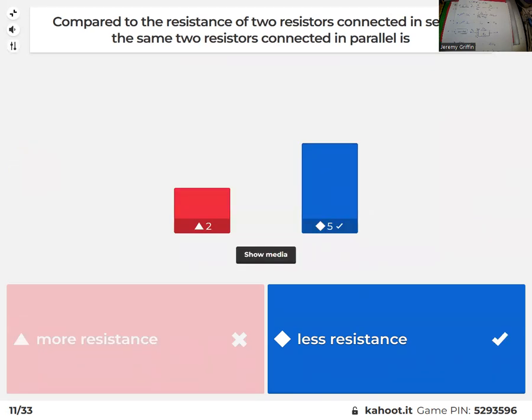Yeah, all right, we just kind of do this, right? So say you have two resistors that are each 10 ohms, 10 ohms and 10 ohms. If you put them in series, 10 plus 10 makes 20. But if you put them in parallel, what would 10 and 10 in parallel be?